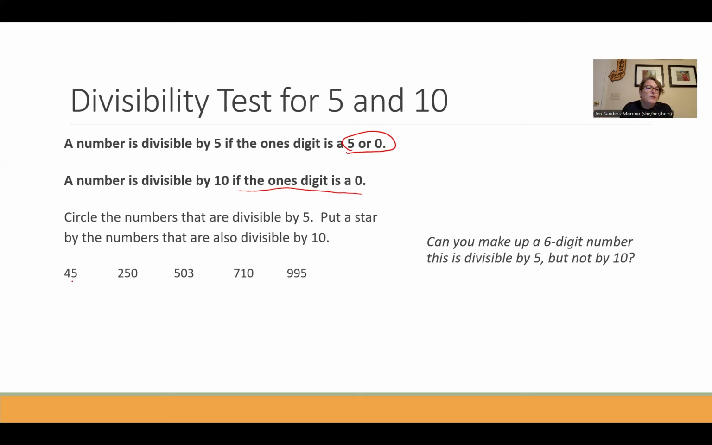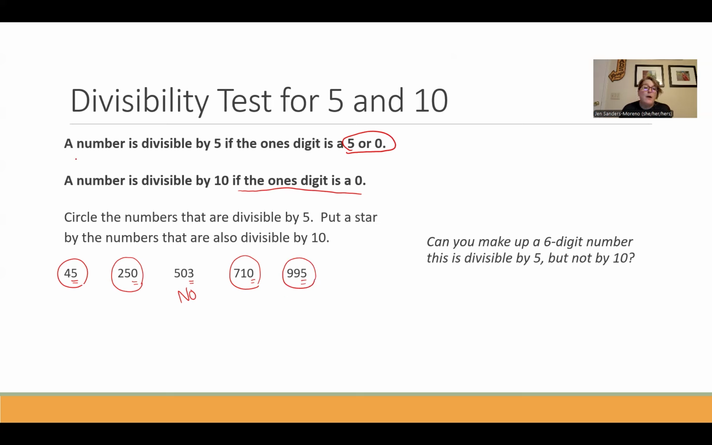Okay, so this first one has a ones digit of 5. So that's a yes. So this is yes divisible by 5. The ones digit is a 0. So that's a yes divisible by 5. The ones digit is a 3. That's a nope, not going to work. Over here, 710, the ones digit is a 0. So that's a yes. And man, we got lots of yeses on this one. 995, that ones digit is a 5. So we've got 4 yeses and 1 no. So all of the ones I've circled are divisible by 5.